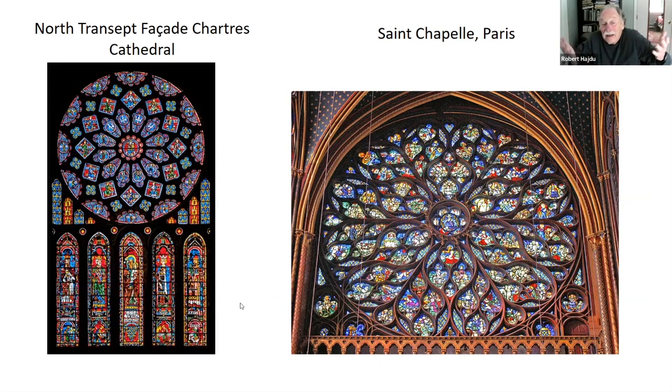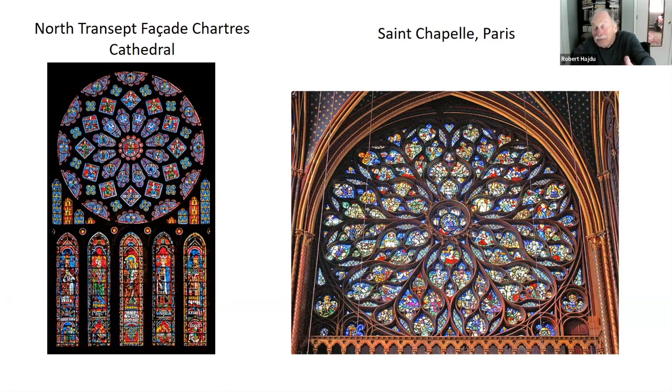Look at that window, the north transept facade of Chartres, because these rose windows, as we call them, appear not only on the facade of the church, the west facade, the main facade, but also at the end of each transept. So each of those entrances also reinforces the entrance of this magical light into the structure.